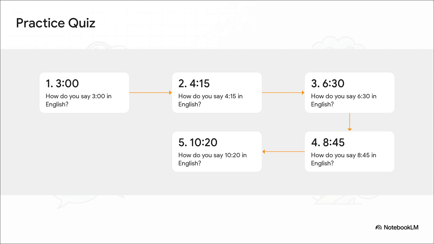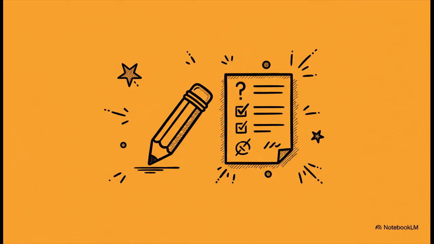Okay, number 2, 4:15. Number 3, 6:30. Almost there, number 4, 8:45. And for the last one, number 5, 10:20. All right, time's up. How did you go? Feeling confident? Let's check those answers and see.